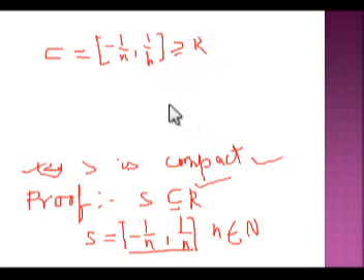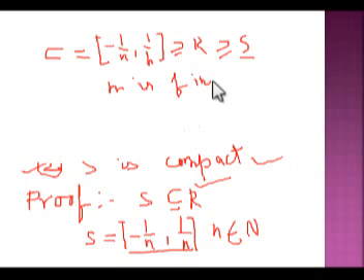So it is a superset of R, so it must be a superset of S also. It must cover S. This is what I want to say. Since S is compact, it must have a finite subcover. So I am taking that M is a finite number in R. We know the value of M.